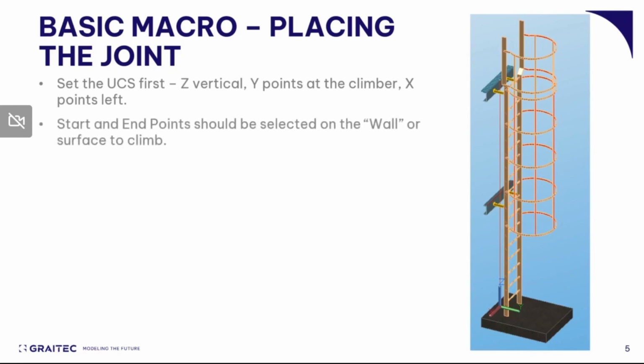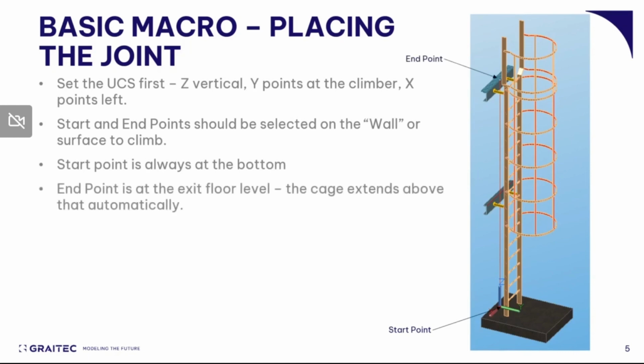The start and end points should be selected on the wall or on the surface you're about to climb, not set forward. You'll set the ladder forward later as one of the options within the joint. The start point is always at the bottom and the end point is always at the top. The end point should be at the finished floor level for the exit level you want to climb off at. The cage will automatically extend above the exit level.